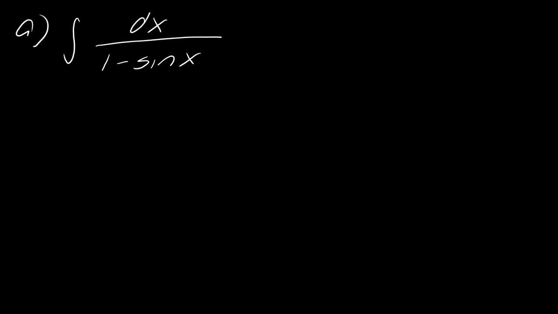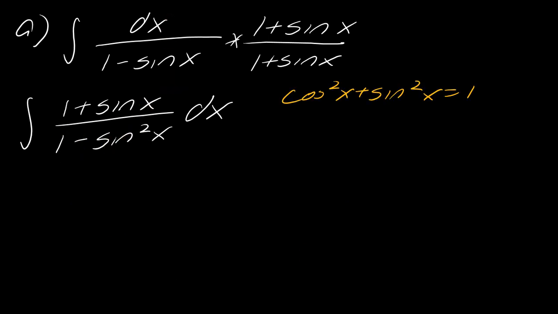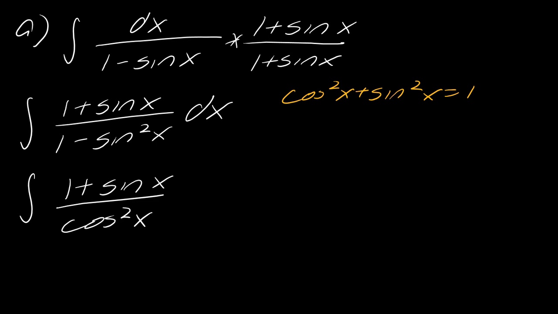Like I said, I'm going to multiply the first one by the conjugate. I'll just show you that. Okay, and now I'm going to multiply this out. So this becomes 1 plus sine x over 1 minus sine squared x dx. From here, this is screaming for me to rewrite the bottom using the Pythagorean theorem, which is this little fact right here. So the denominator can be rewritten as cosine squared x dx.